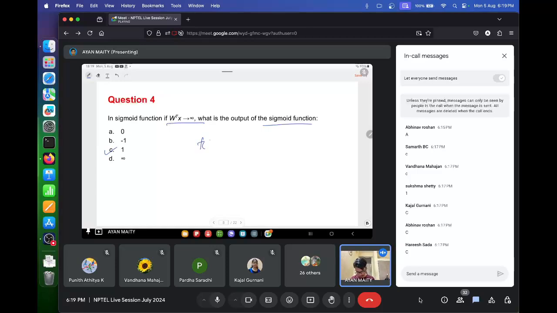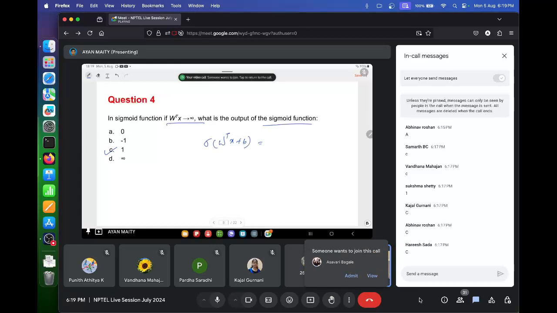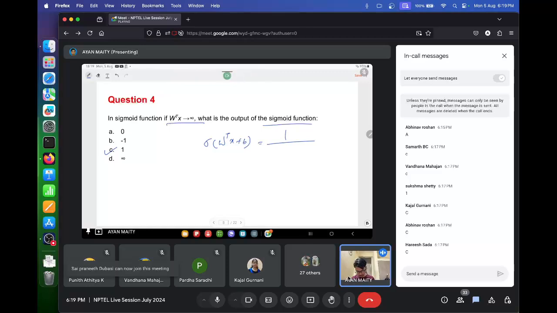So the sigmoid function, sigmoid of W transpose X plus B, is given by 1 divided by 1 plus e to the power minus (W transpose X plus B). Now if this W transpose X goes to infinity, this whole exponent goes to infinity almost. We can ignore B in that case. If one term goes to infinity, then certainly the whole term goes to infinity.